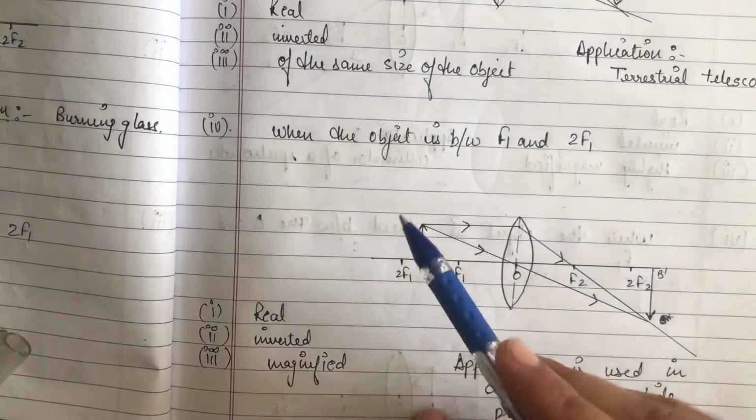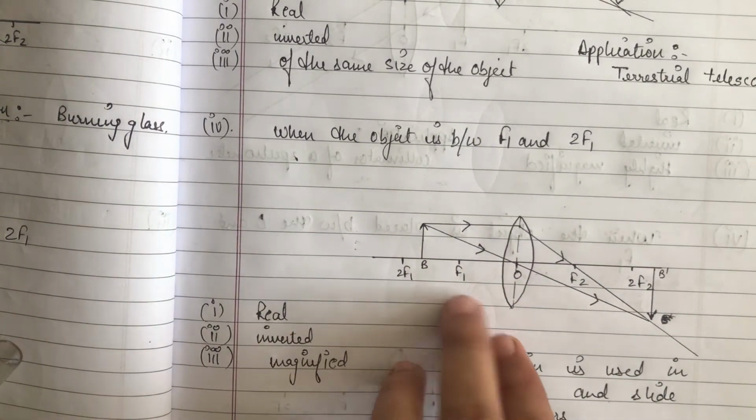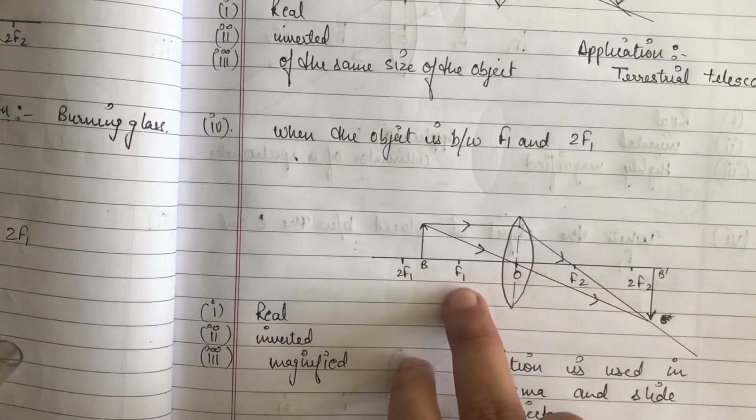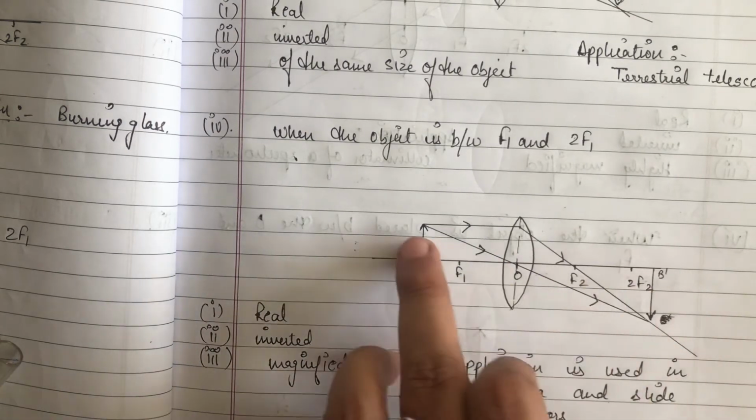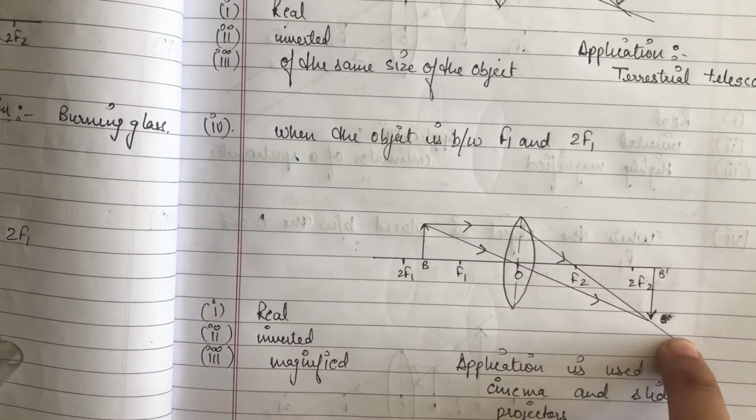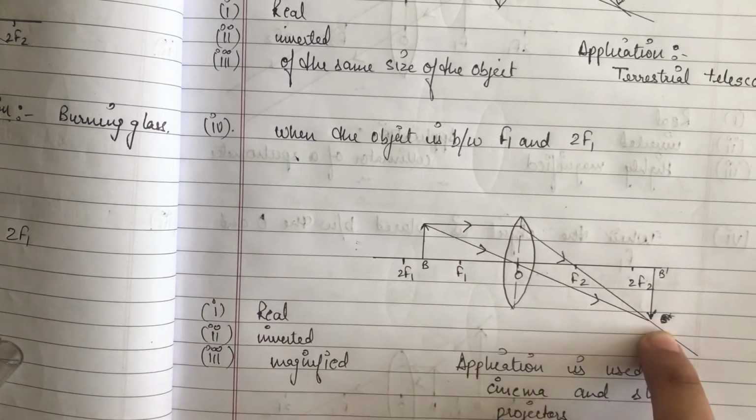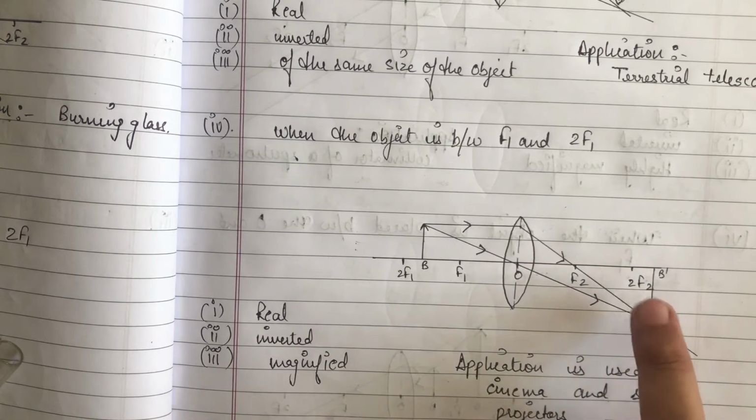Now our fourth case, when the object is between f1 and 2f1. Same thing: principal axis, optical center, f1 to f1, f2 to f2. First ray parallel to the principal axis, we know it will pass through the focus, and the second ray, if it passes through the optical center, it goes undeviated. So these rays, they'll meet beyond 2f2.